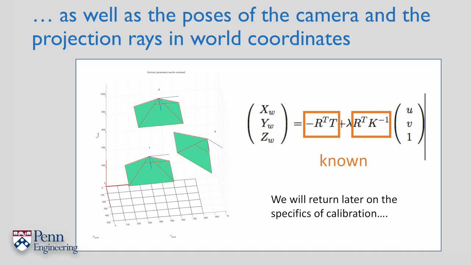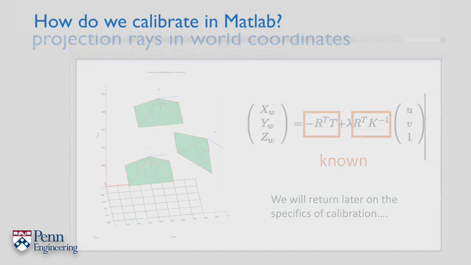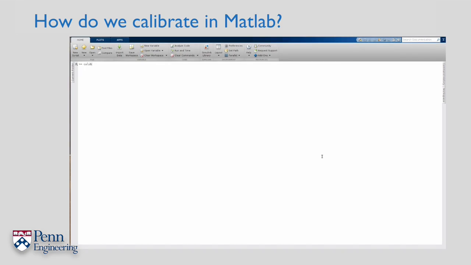Just to remind you, after we find the rotation, translation, and the intrinsic K, R, T, and K, and having removed the radial distortion, then we can find the projection of the rays in the world and can do any computation we want. For example, compute the motion of the camera or compute the triangulation of a point. Let's see how we calibrate in MATLAB.